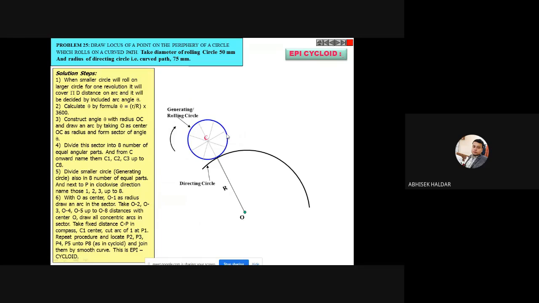Each of the parts, how to divide? Again take 45°, extend that to the other part of the circle, and the same thing over here also, so that it will be divided into 8 equal parts. Now once you have divided into 8 equal parts, you have to name them.